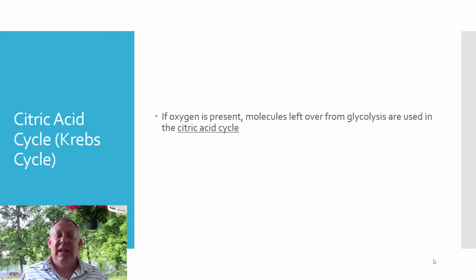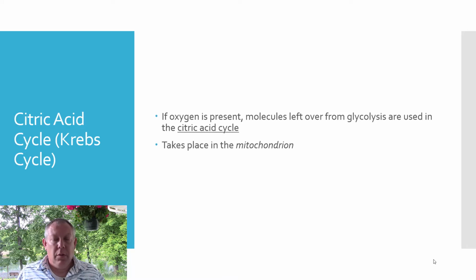So if oxygen is present, then the products from glycolysis can move to the Krebs cycle. This is also called the citric acid cycle, and I'll use those two terms interchangeably because they are the same thing. So the pyruvic acid, instead of being converted to lactate, can be used in the Krebs cycle.